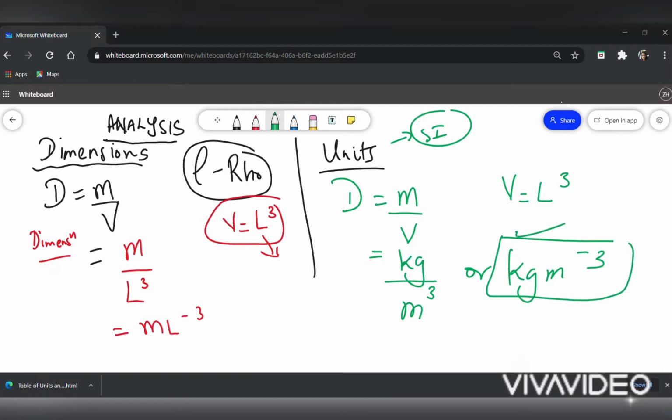Unit analysis, dimensional analysis. So dimensional analysis gives us an insight into the basic quantities that make up that particular equation. Unit analysis gives us the SI or base units that make up the same equation.